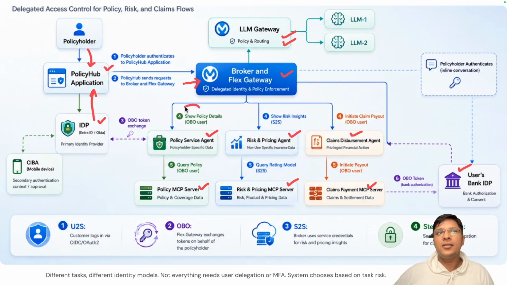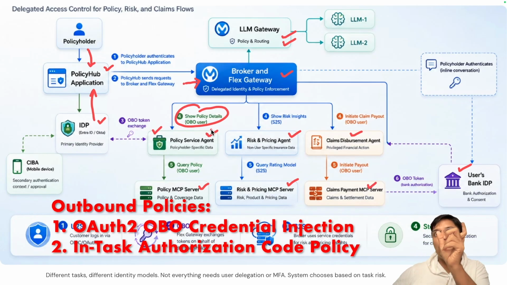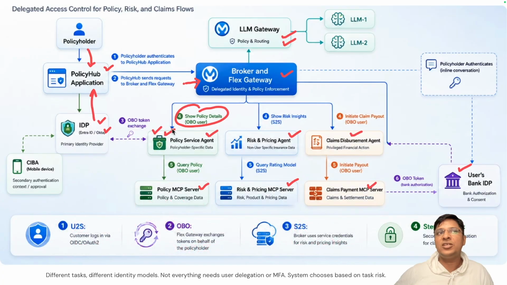So let's say this is the first request: show me policy details. In this case, on this particular agent, outbound policies are already applied, the OBO policy and the in-task authorization code policy. There will be two policies I'll show you in the demo. Those outbound policies are applied on this agent broker. So in this case, the OBO token will be exchanged between the IDP and your agent, and the information will be propagated to the agent and downstream systems.